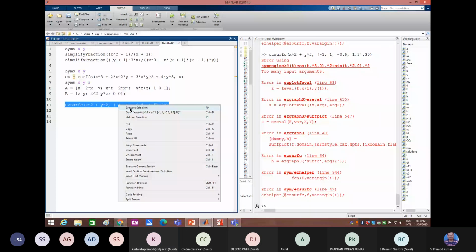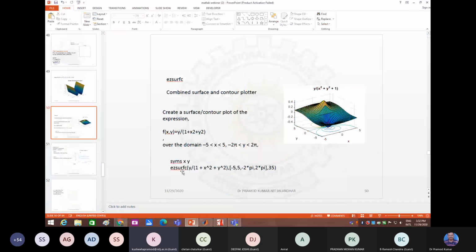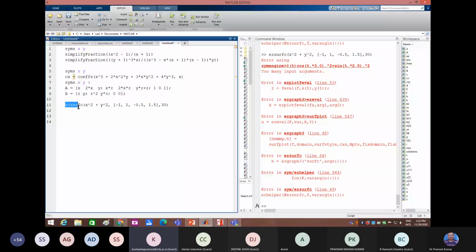Something is wrong. Let us check. EJ start C. Something is wrong with X and Y. This XY was not written. I think that should not be the issue.